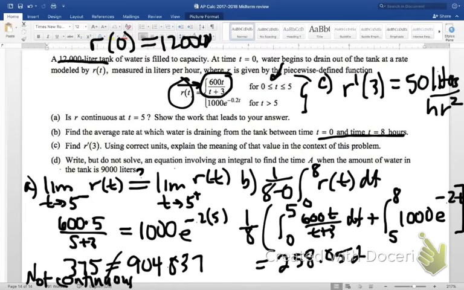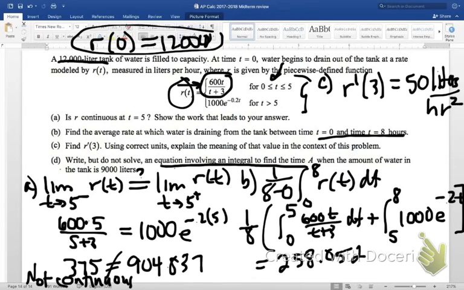Okay, we are finding an equation involving an integral to find the time A when the amount of water in the tank is 9,000 liters. All right, write but do not solve. Make sure you don't solve it. Don't take the time to do that. So you need to find the time when the amount of water in the tank is 9,000 liters. So this is where this comes in. Remember, the tank starts at 12,000.